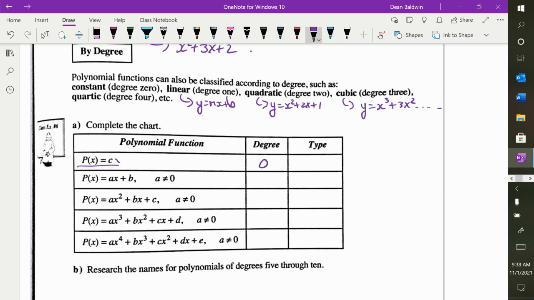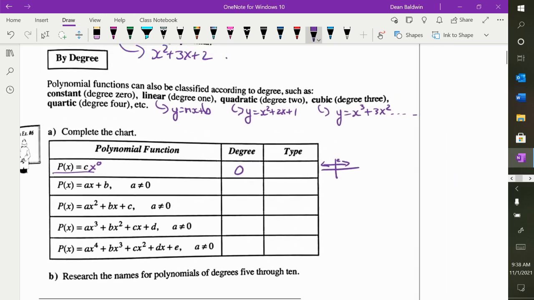0, right? Because it's like c times x to the 0. What does that graph look like? It's a horizontal line, right? Looks like that. And I guess I'll put c there. That's a c, if you can see that.